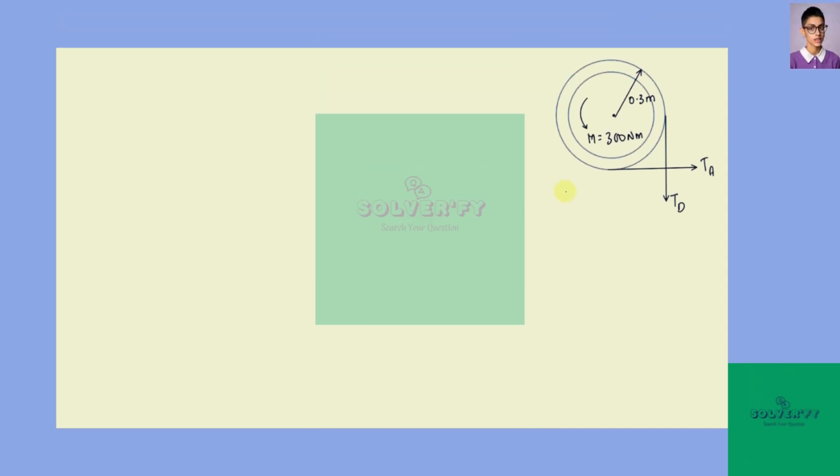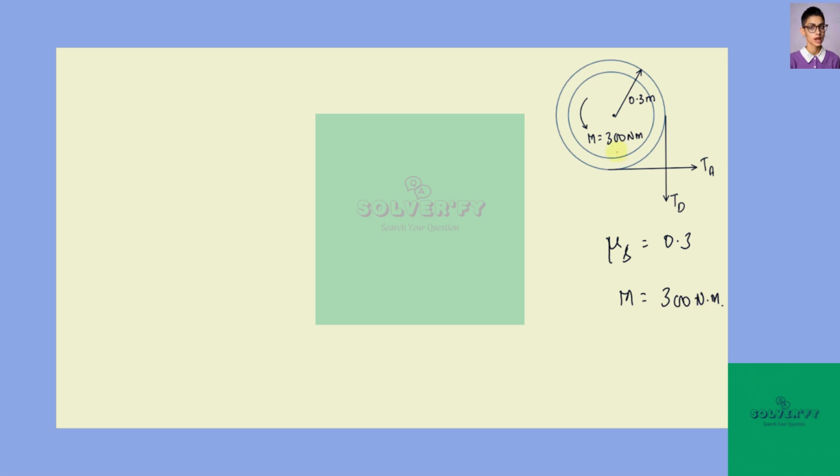So here in this problem we are given that the coefficient of static friction between the belt and the wheel is 0.3, and we have to calculate the force P such that the wheel is on the verge of turning. The moment M applied on the wheel is given as 300 Newton meter.